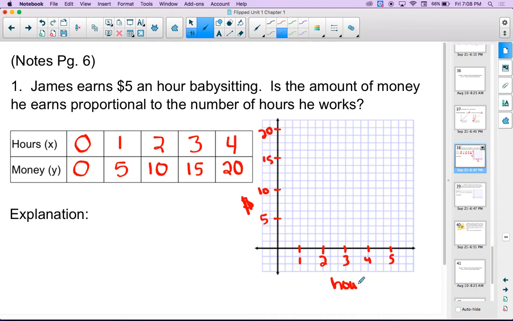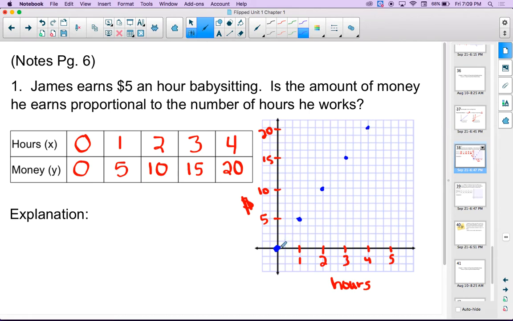So if we go to graph this relationship, we'll start with our first point, that's 0, 0. If James works for 0 hours, he will earn $0. That's what that point represents right there. Next, if James works for 1 hour, he will earn $5. 2 hours, he will earn $10. 3 hours, he will earn $15. 4 hours, he will earn $20.